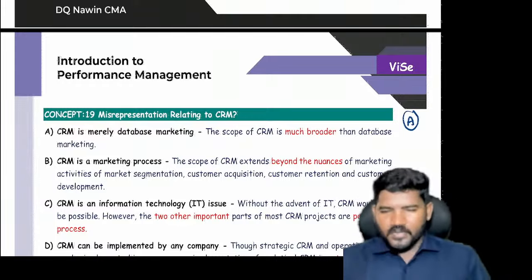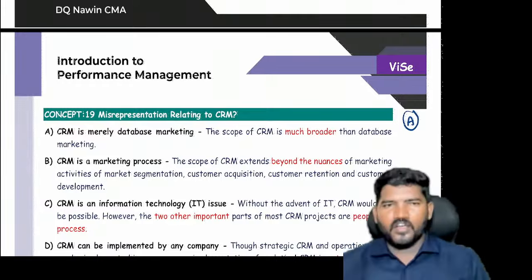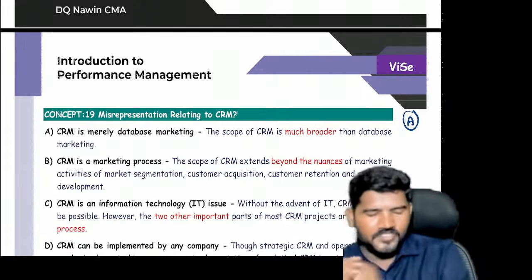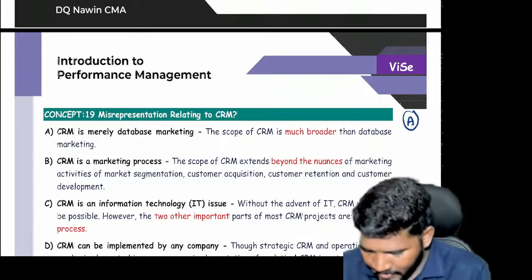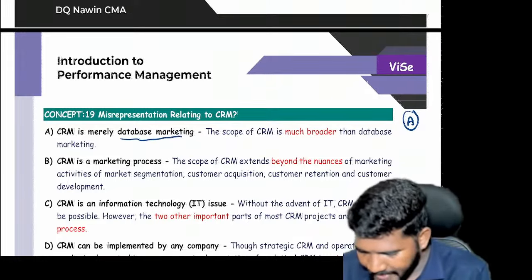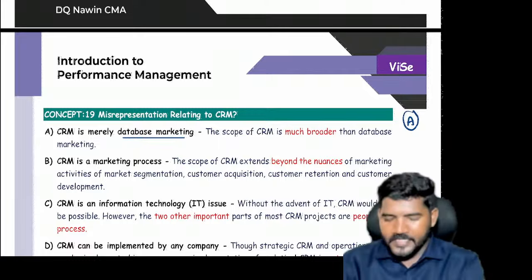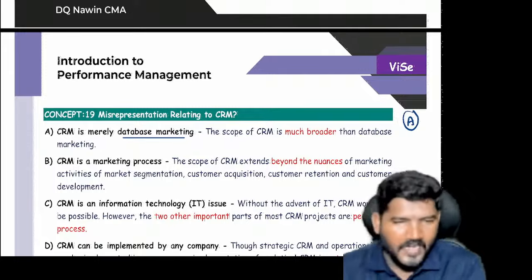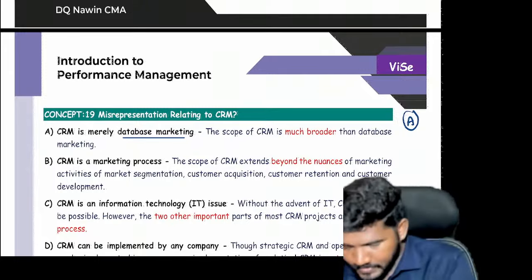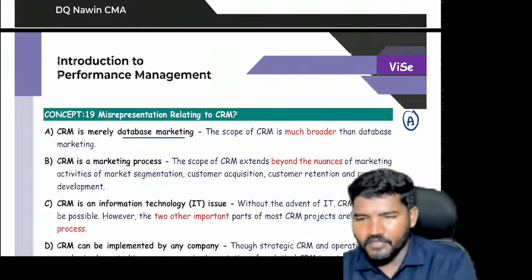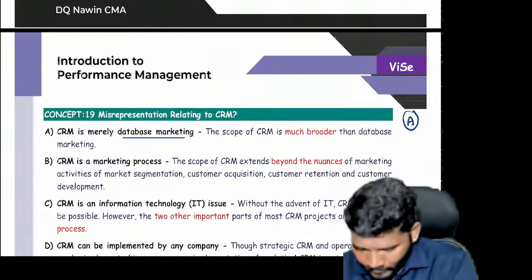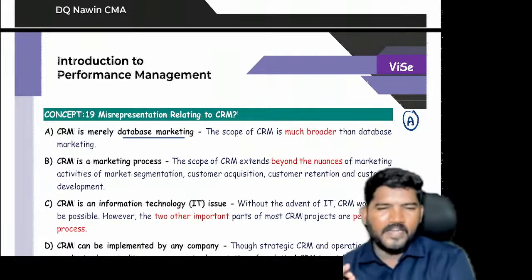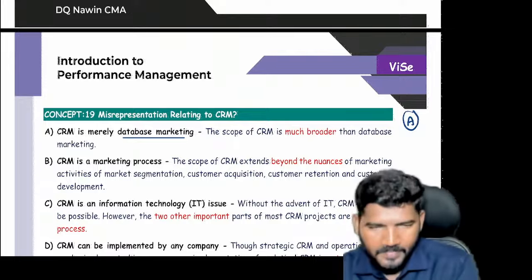Misrepresentation relating to CRM. The word misrepresentation means what people generally think, which is the wrong version. So people think that customer relationship management is merely database marketing. It is not. It is database marketing, but not 100% database marketing. Few companies take data manually, and some are estimating, so they use the term database marketing. Saying it is 100% database marketing is a misrepresentation.